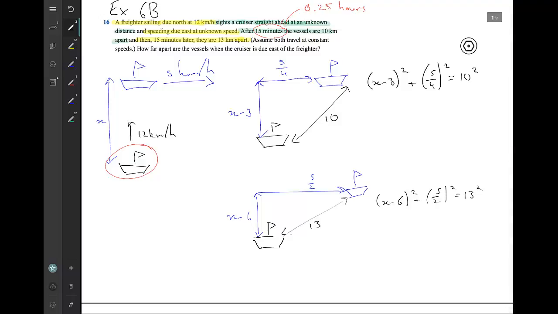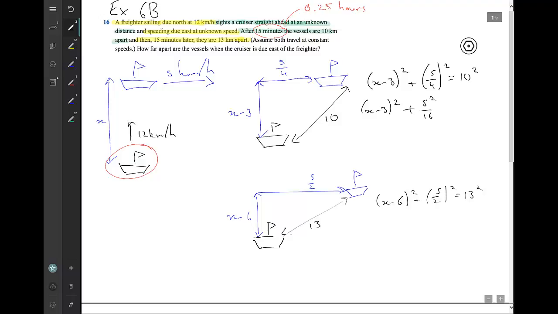So at this stage, hopefully you're thinking, well, we might try to expand, and we will indeed do just that. So I'm going to go ahead and expand this top one. So I end up with x minus 3 squared. I won't expand the x minus 3 for the minute. I'll explain why in a second.